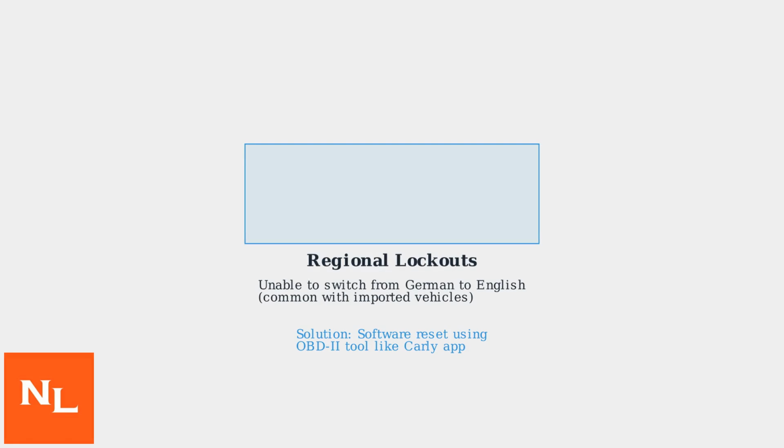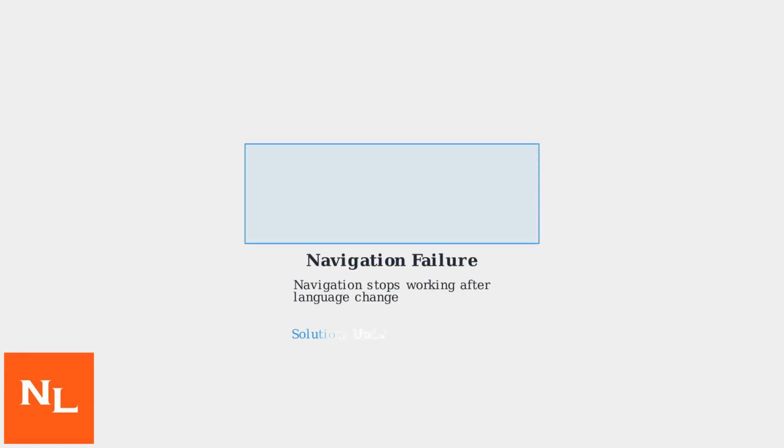If you encounter problems like being unable to switch from German to English due to regional lockouts, which is more common with imported vehicles, a software reset using an OBD2 tool like the Carly app might be necessary. The Carly app connects via the OBD2 port to perform the reset. If navigation fails after a language change, try updating your maps.